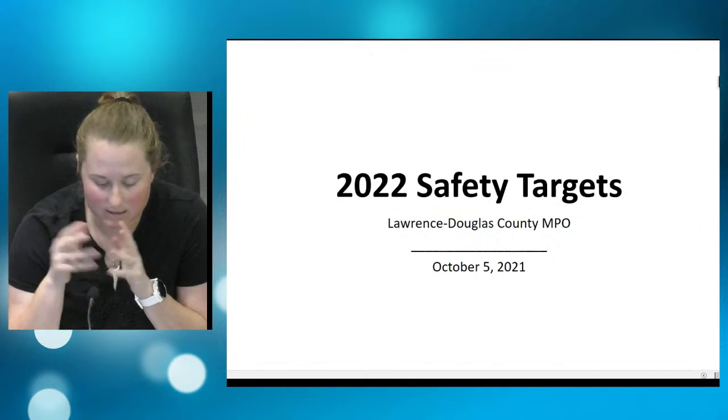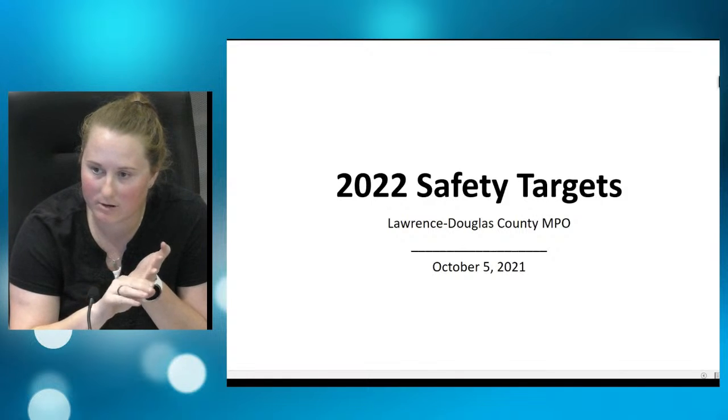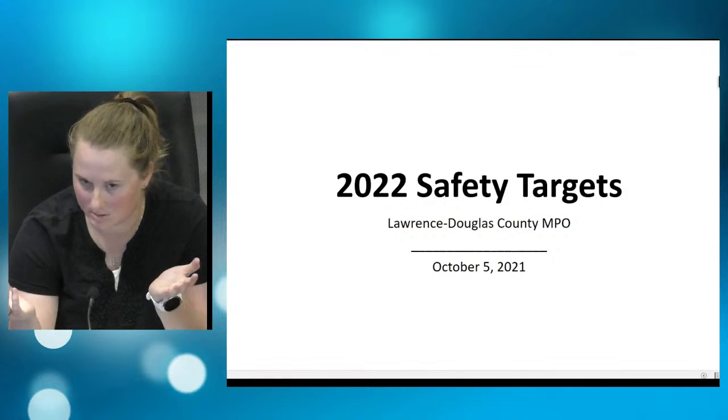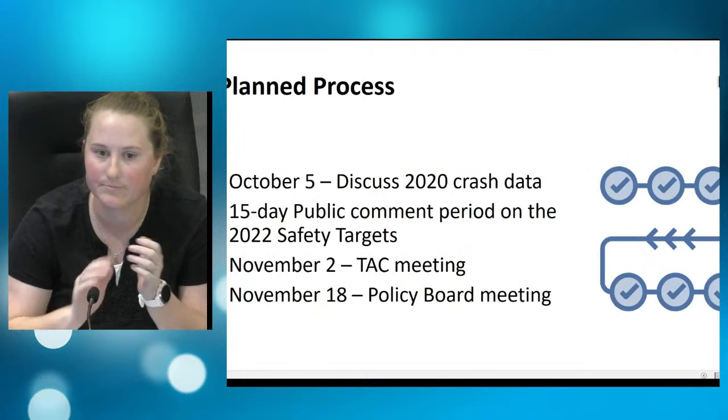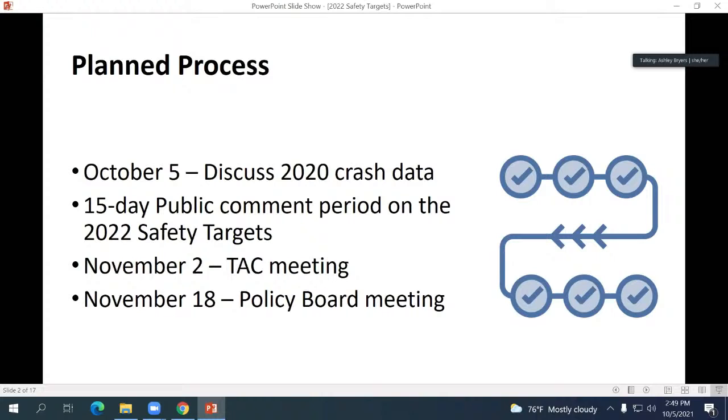And starting last year, we looked at the road owner and maintainer of the crashes. I did that this year as well, and that will be shown in the data. The planned process for setting these targets is to talk about them today, and then, assuming we feel good with what our targets are, we'll do a 15-day public comment period and then come back in November for approval.